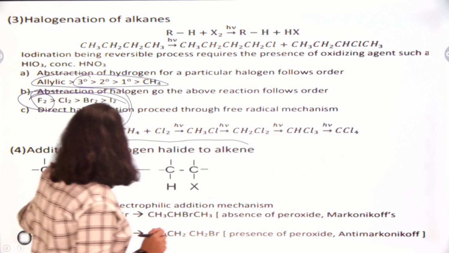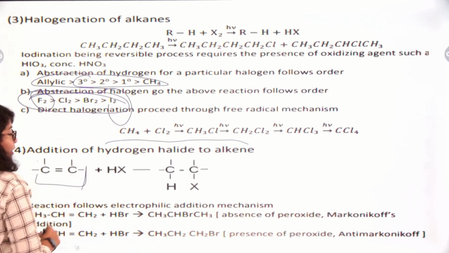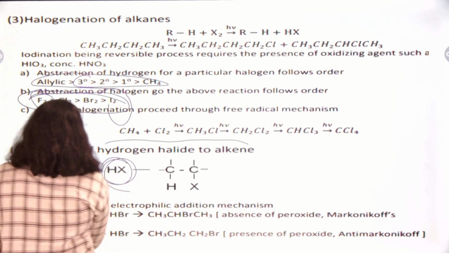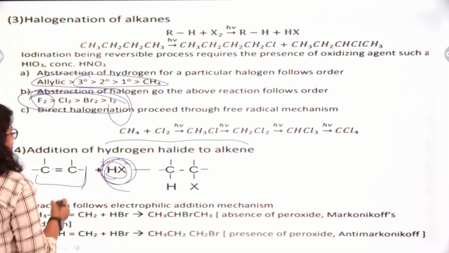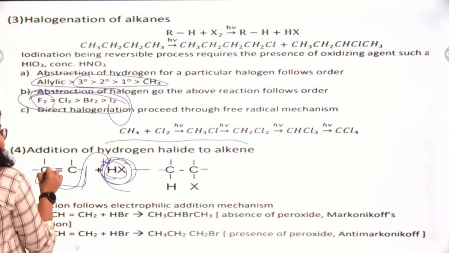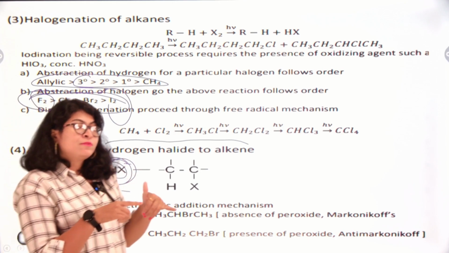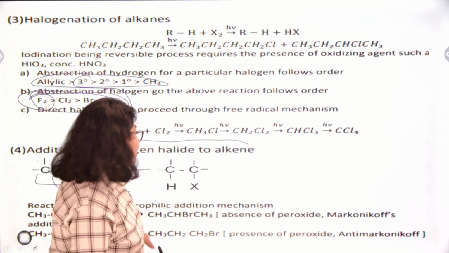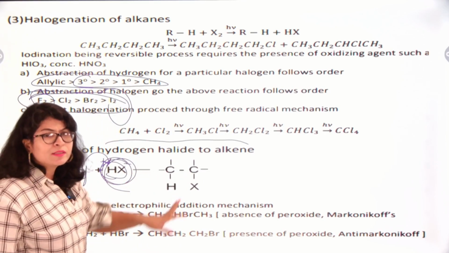Fourth is addition of hydrogen halide to alkene. If I am adding HX, it can break the pi bond, and H and X break off as H plus and X minus. The double bond attacks the H plus, then the other carbon will have a positive charge, and the X minus comes and gets attached to that positive charge. If it is a symmetrical alkene, H and X can add on whichever side, it doesn't matter.